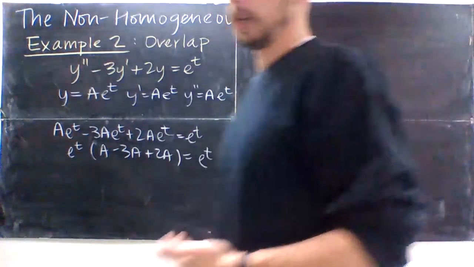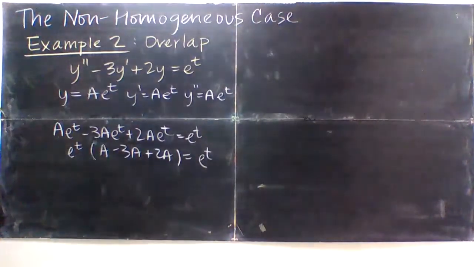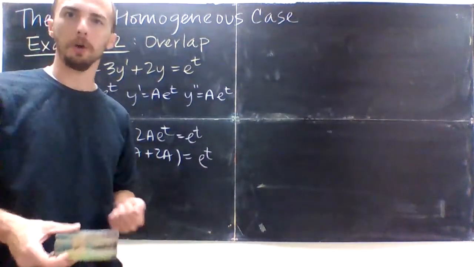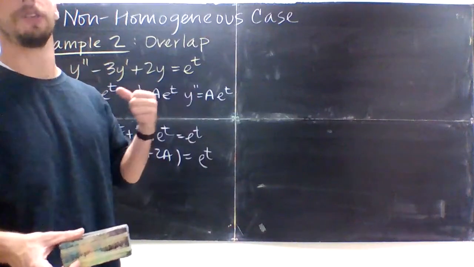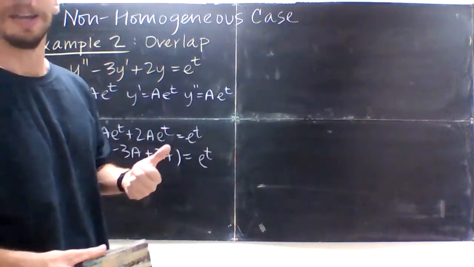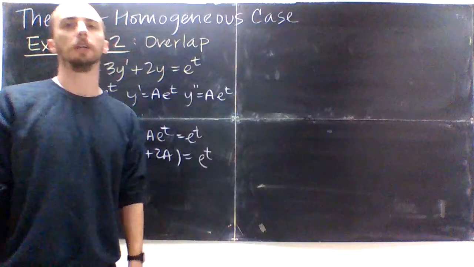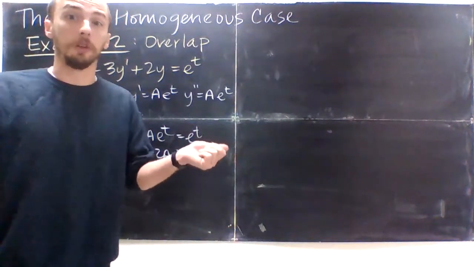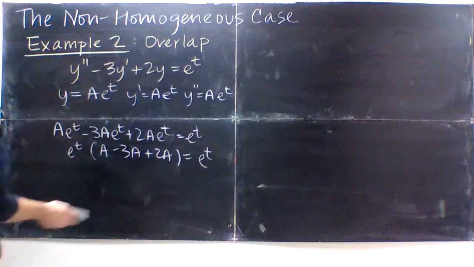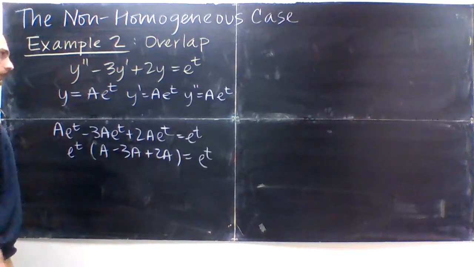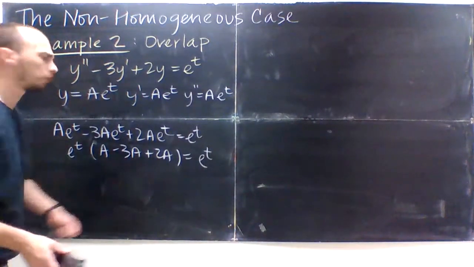Just like when I had this kind of issue with the repeated root, when I had overlap, when the characteristic polynomial gave me back a double root. It's like, oh no, what do I do? I just attached a t to it and it ended up working. And that's basically what I'm going to tell you: we're going to do the same exact thing here. It's going to be a little annoying, but we can do this, right?